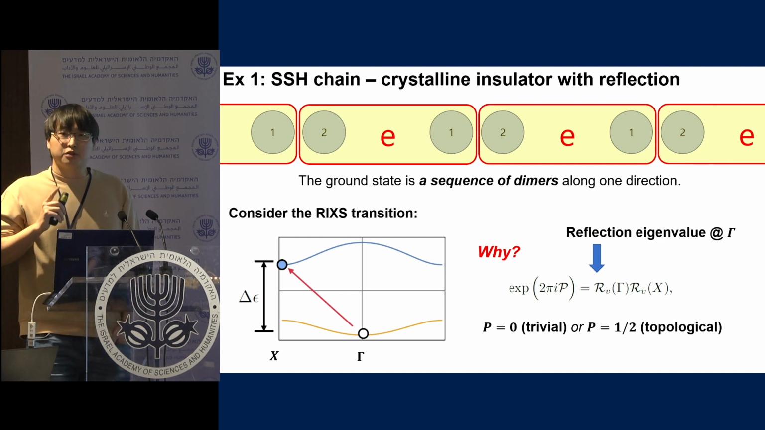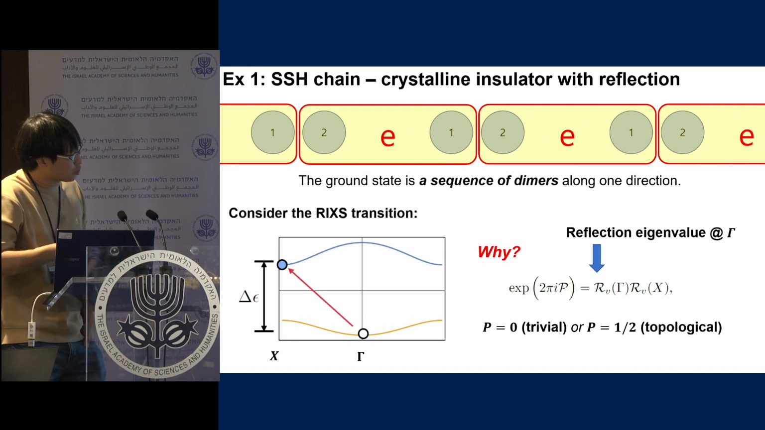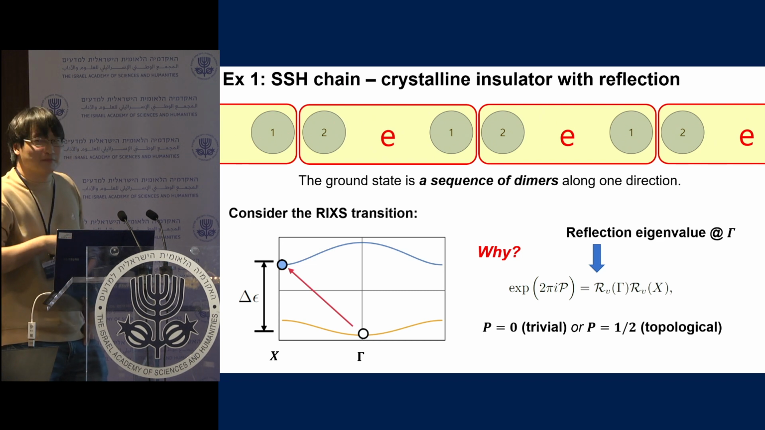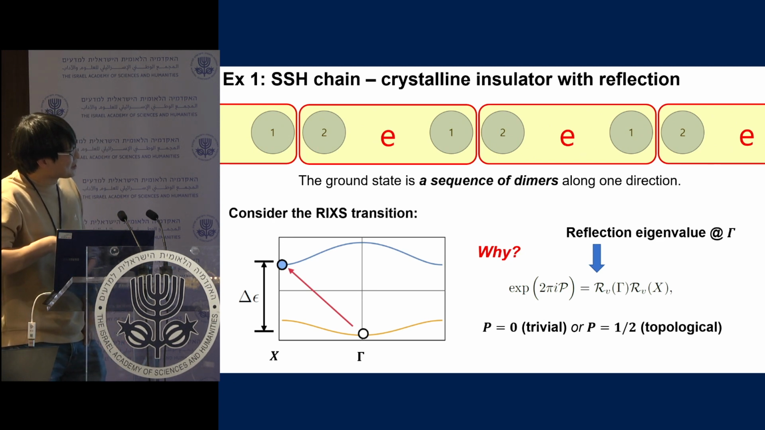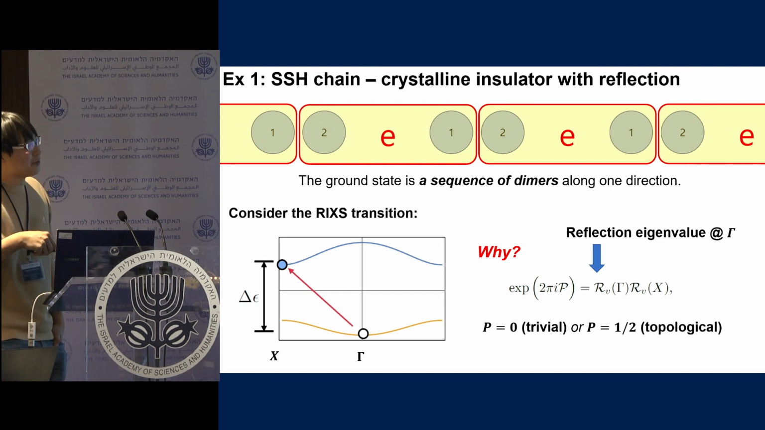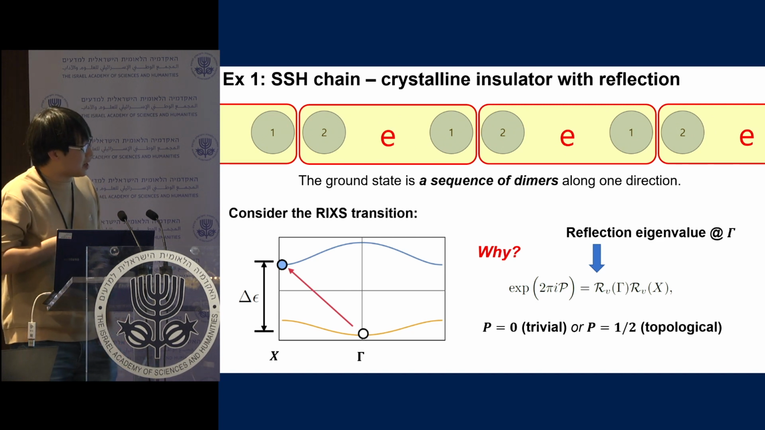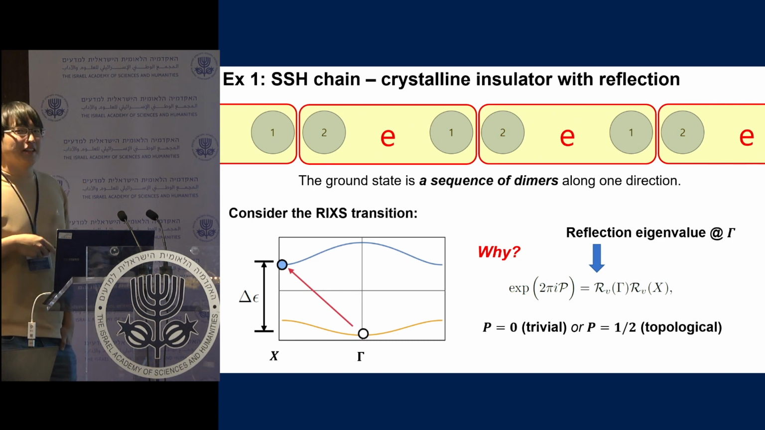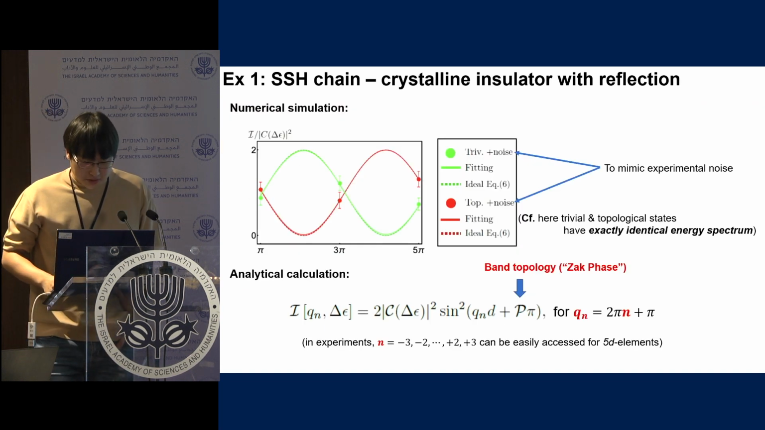So why could this possibly detect the topology of the Su-Schrieffer-Heeger chain? The reason is that the reflection eigenvalues between gamma and X, if you know them, then you can detect the Zak phase, which can take either 0 or half. So you can easily see, if I know the scattering amplitude, then I can maybe extract the eigenvalues at gamma and X. So is it actually the case?